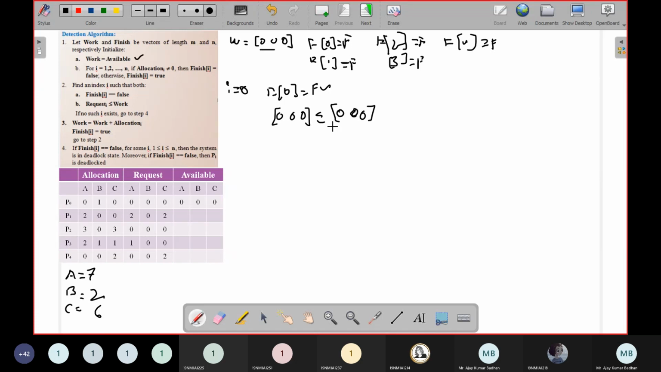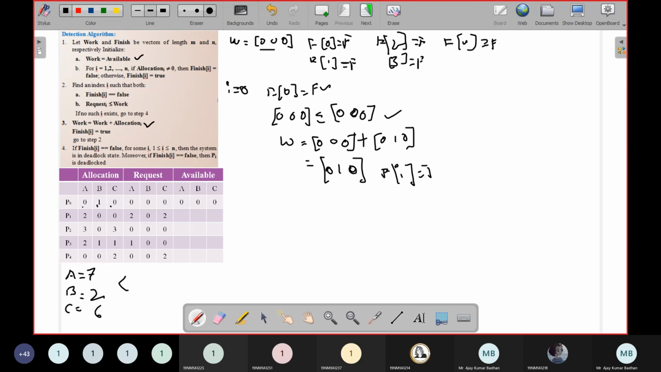If you see here, it is not less than, but it is equal to, right? So what we can do: work equals work plus allocation. So 0, 0, 0 plus work plus allocation. Work equals work plus the allocation of that particular process. What is the allocation for P0? 0, 1, 0. So I'm simply going to add it up here. How much am I going to get? 0, 1, 0. Now you can see the work has been done for this particular process, so finish of i is equal to true.